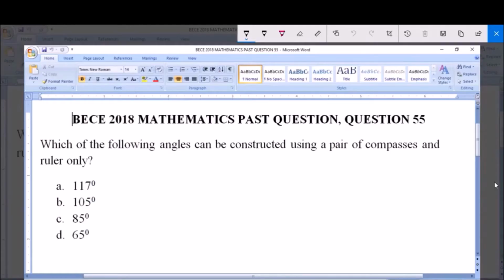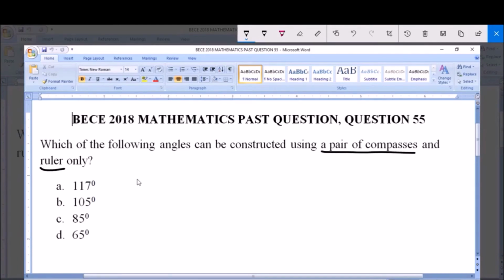Good day and welcome. Today we're going to be dealing with BECE 2018 Mathematics Past Question, question 55. Which of the following angles can be constructed using a pair of compasses and ruler only? A, 117 degrees, B, 105 degrees, C, 85 degrees, and D, 65 degrees. Now we are asked to choose which of these angles can be constructed using a pair of compasses and ruler only, that is without the use of any protractor or other drawing instruments.